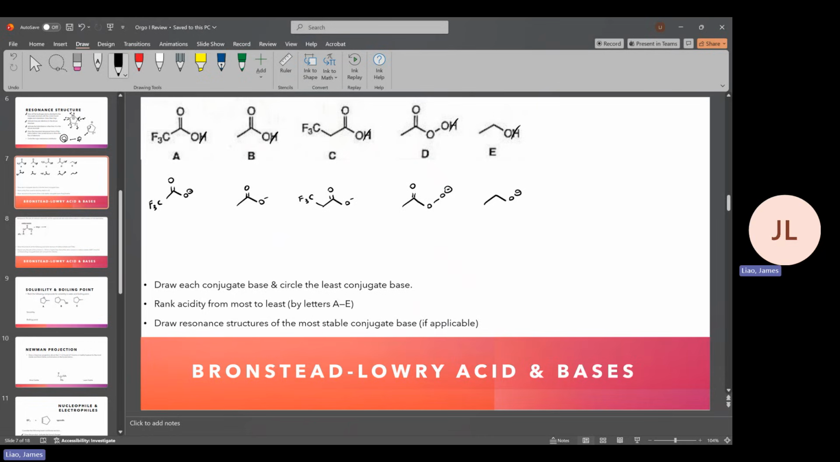So the least conjugate base, I meant to say the least acidic or the least stable conjugate base. That's probably what I meant to say. So I'm going to go and correct that.